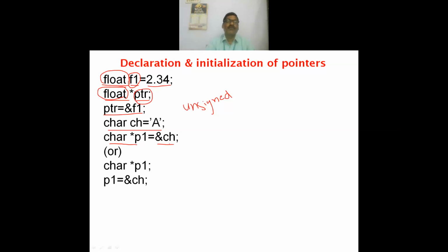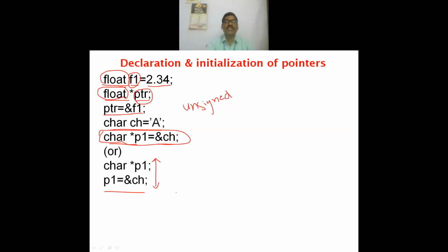So this is nothing but both declaration and initialization combined in one single statement. The declaration and initialization of the pointer is done in a single statement. Or you can divide the declaration and the initialization assignment into separate statements also. Char *p1, then p1 equal to ampersand ch. So you can separate this into two statements. This is how you can declare pointers of different data types and how we can initialize the pointer variables. This is the simple concept.